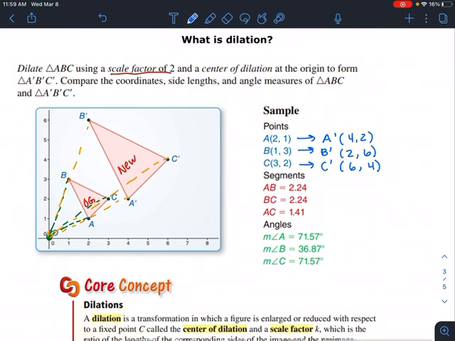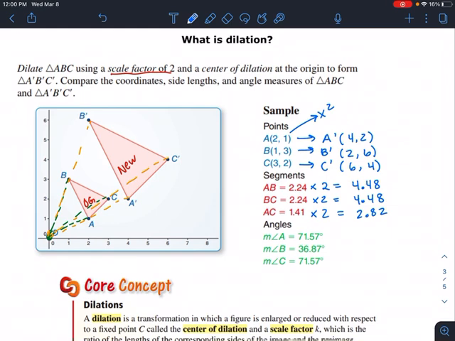And this makes sense because we're taking this coordinate and multiplying the whole coordinate times 2. All the values are being multiplied times 2. So the segment length 2.24 is going to double as well. That's going to be 4.48. This is also doubling, so that's also 4.48. Oops, sorry, I got my 8 messed up there. And this is also going to double, that's going to be 2 times 8.2.